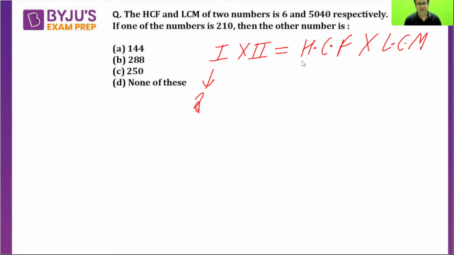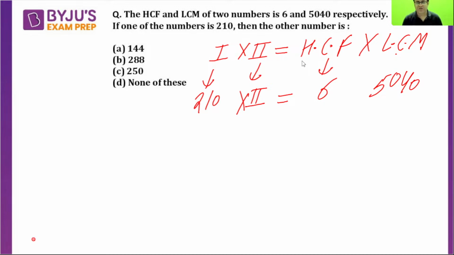First number is 210. Second number is not given. HCF is 6. LCM is 5040. So use it and solve it for the second number. Second number will be this 210, cancel out, 24, 6 are 140. A option is absolutely right. Should we move further? Okay, okay guys.